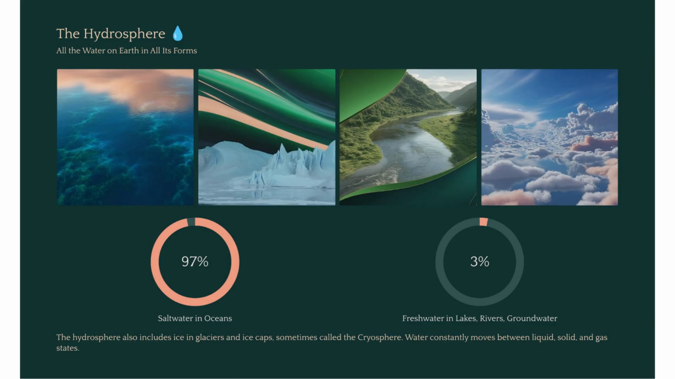Next up is the hydrosphere. This is all the water on Earth in every form. Most of it, about 97%, is the salt water in our oceans. The other 3% is the fresh water we rely on, found in rivers, lakes, and trapped underground as groundwater. But don't forget the frozen water. The giant ice caps in Antarctica and Greenland and all the glaciers are also part of the hydrosphere. Scientists sometimes give this frozen part its own name, the cryosphere.